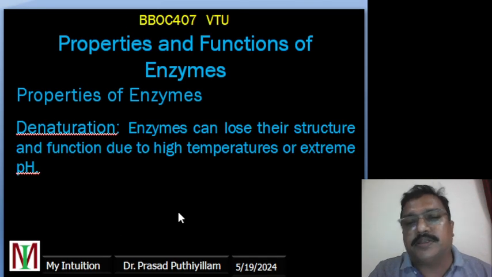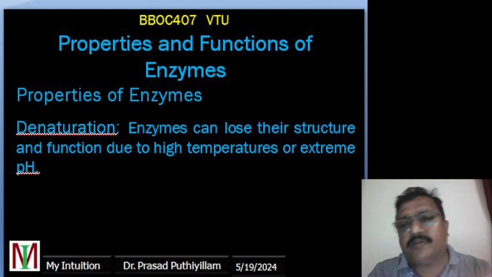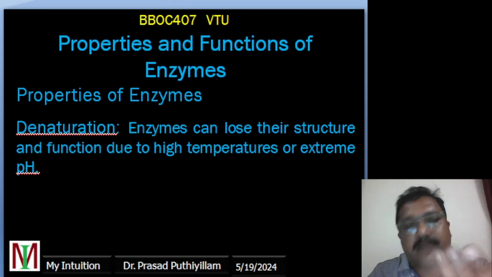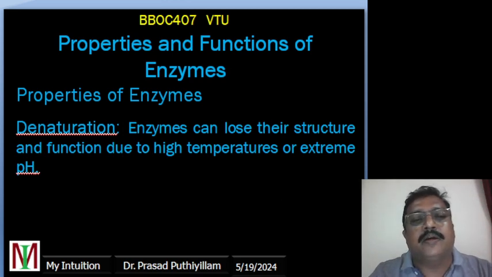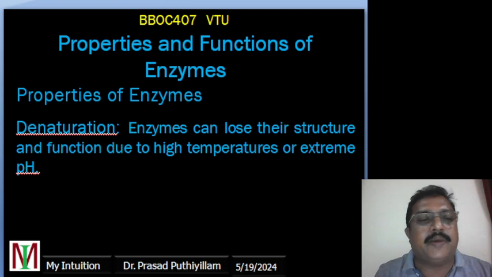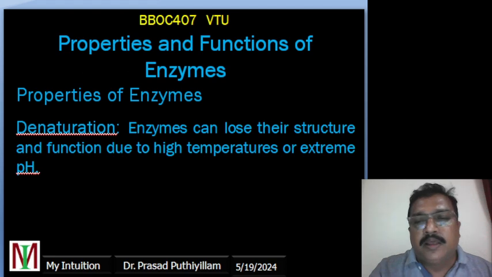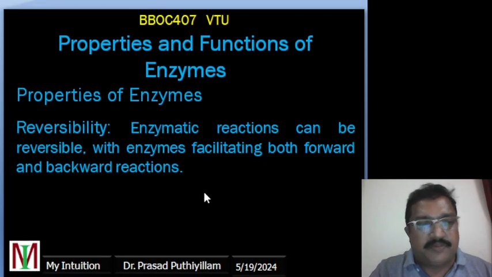Then denaturation means getting out of shape, or destroyed. Enzymes are just like the cake. If it is not cooked properly, or if you overheat it, it will be ruined. In the same way, extreme heat or change in pH can damage the structure or functioning of an enzyme, which we call denaturation.